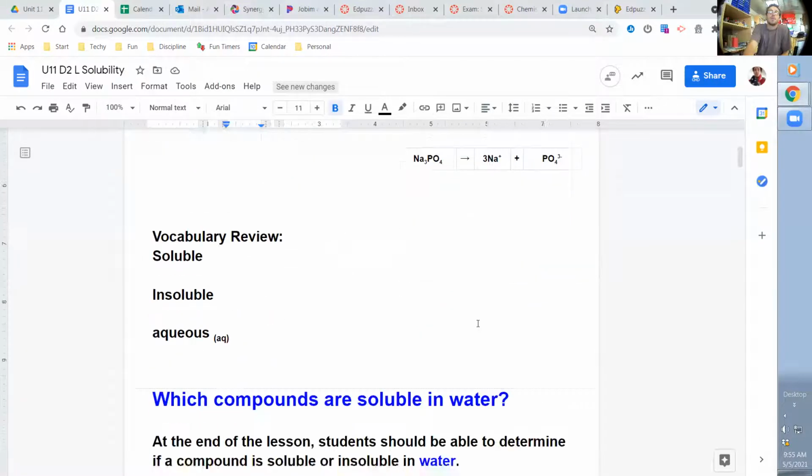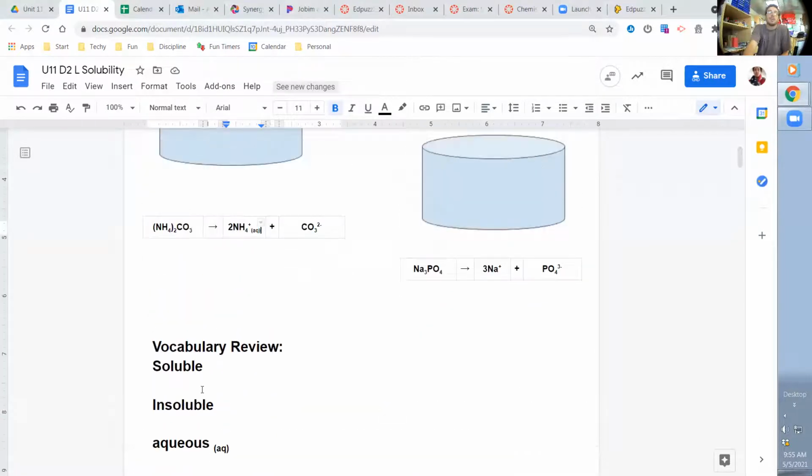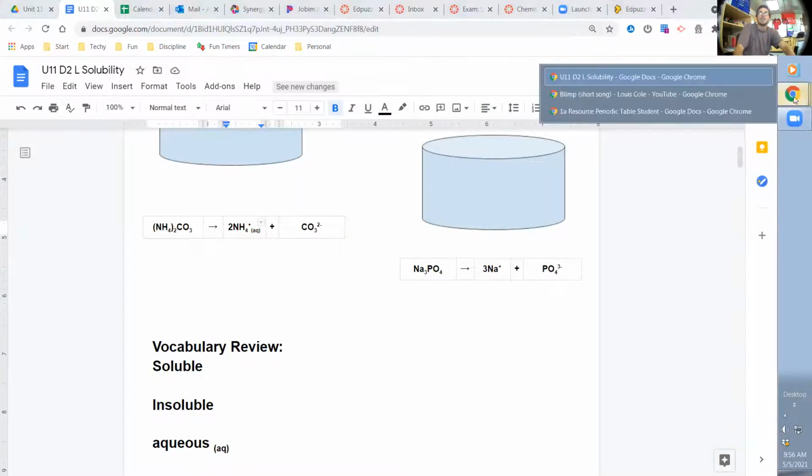Okay, vocabulary review. What is soluble, insoluble, and aqueous? So soluble just means a substance that's able to dissolve. Insoluble means a substance that is not able to dissolve. And then finally, aqueous means that the substance is dissolved in water. It has that little AQ symbol right next to it.